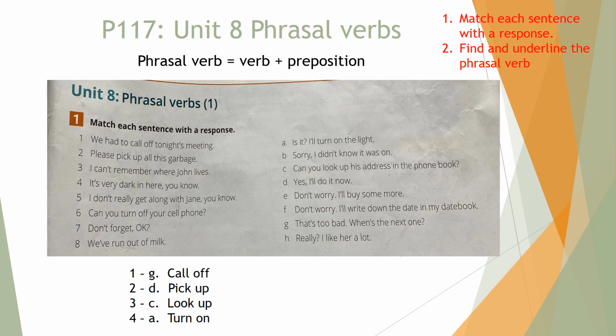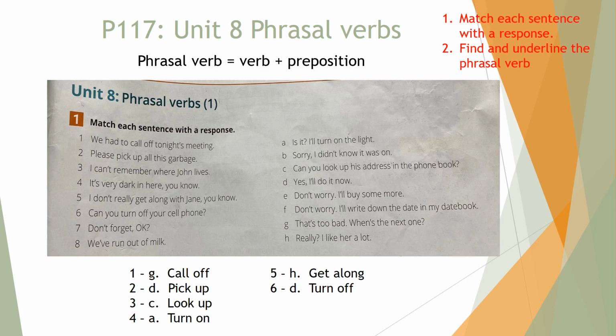Number 5, I don't really get along with Jane, you know. Really? I like her a lot. The phrasal verb is get along. I don't really get along with Jane. Right, get along means, do you have a good relationship with someone? I get along well with my younger brother. So that sentence means I have a good relationship. I don't get along with my sister. I don't have a good relationship. Get along.